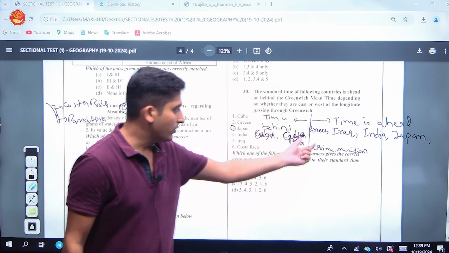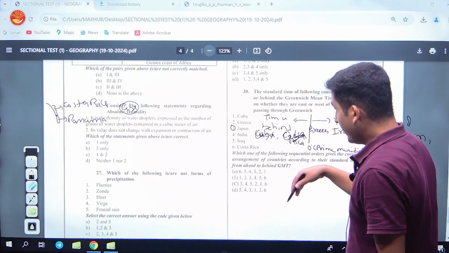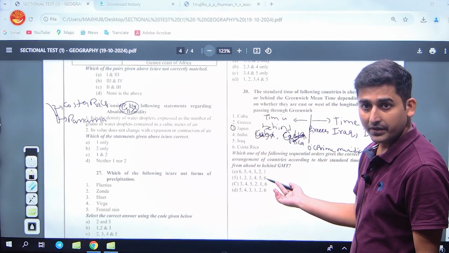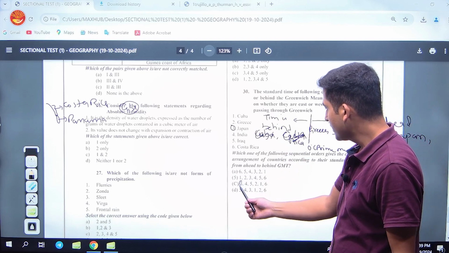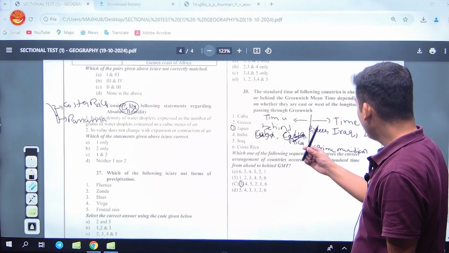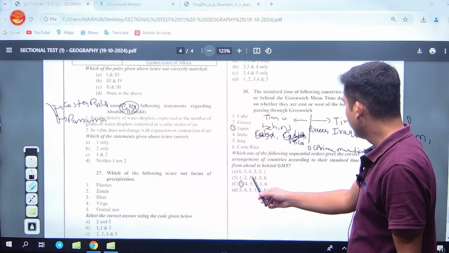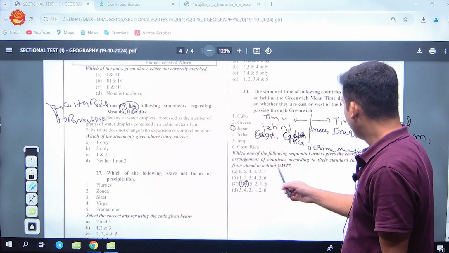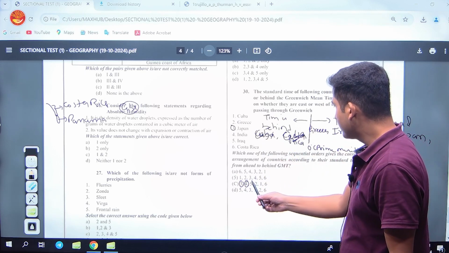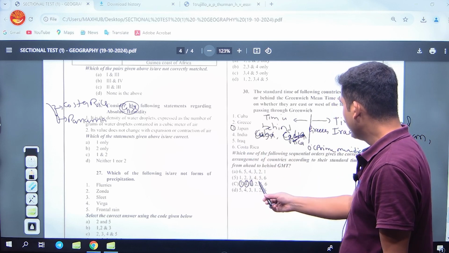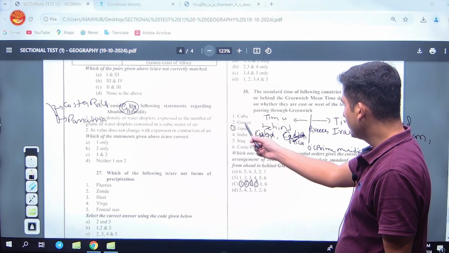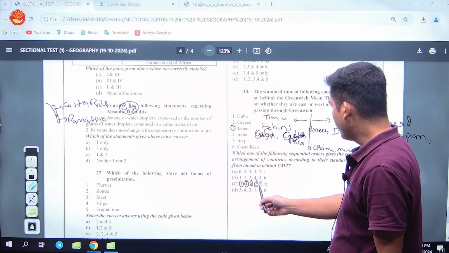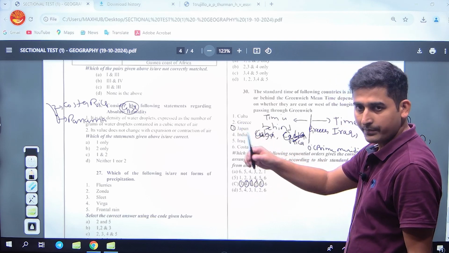So this is from ahead to behind GMT, the sequence you had to make. From ahead, who is first? Japan. Then you have India, 4. Then you have Iraq, the 5th in number here. Then you have 2, Greece. Then you have 1, that is Cuba, a Caribbean country, which comes earlier.